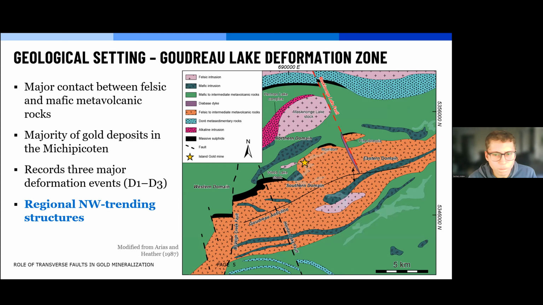zone. Previous workers have observed three deformation events, D1 to D3, in this zone that have been followed by northwest trending faults, and these typically offset stratigraphy with an apparent sinistral shear sense. Now, obviously, these northwest structures are the main focus of this thesis, especially the Maskinonge Lake fault.